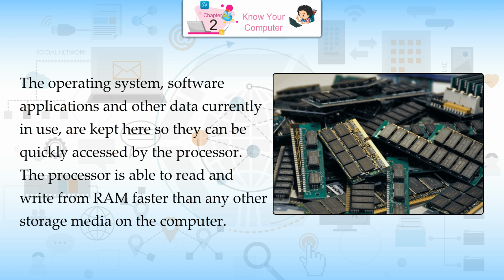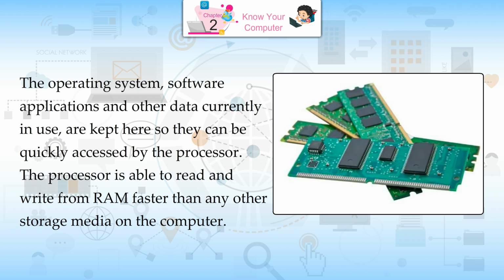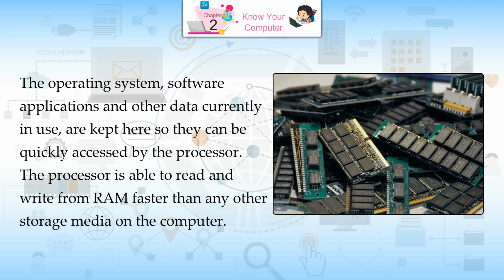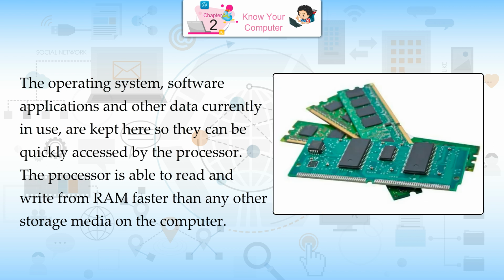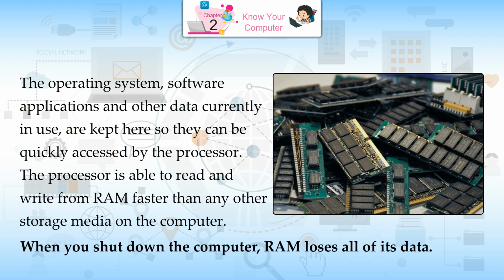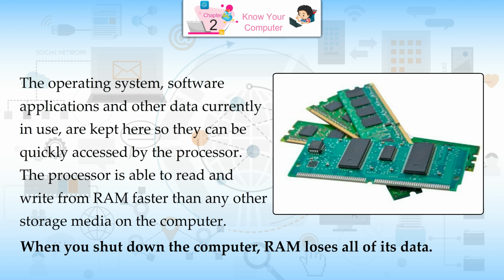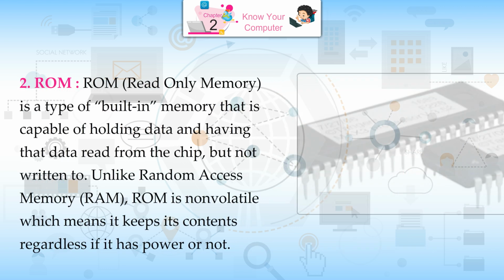The operating system, software applications and other data currently in use are kept here so they can be quickly accessed by the processor. The processor is able to read and write from RAM faster than any other storage media on the computer. When you shut down the computer, RAM loses all of its data.